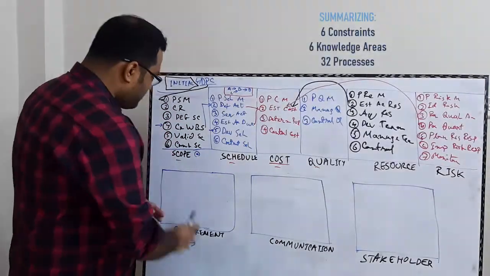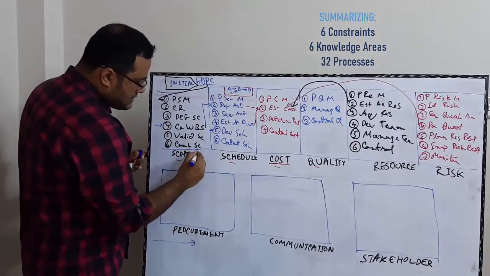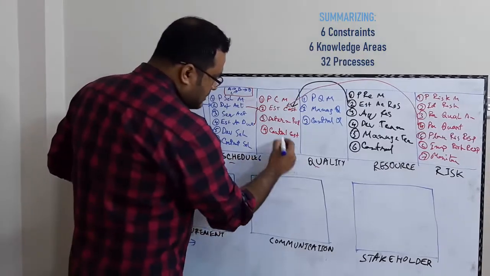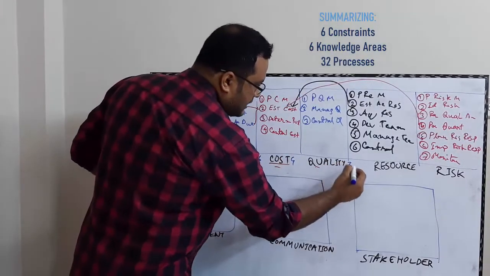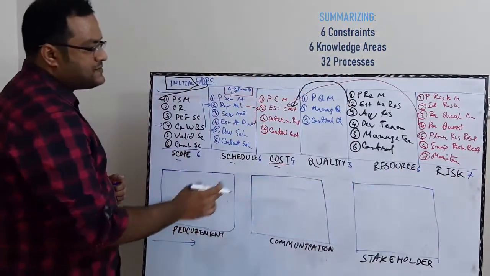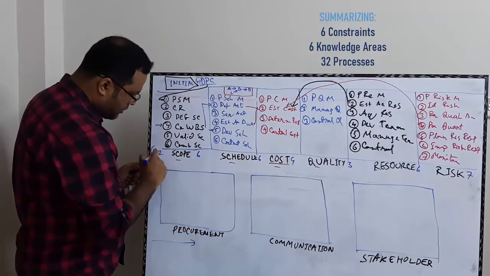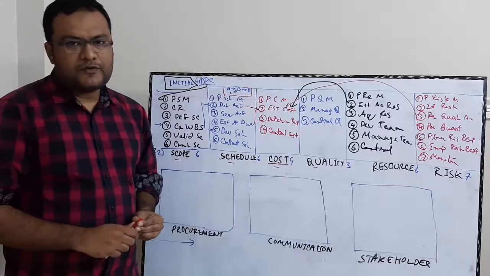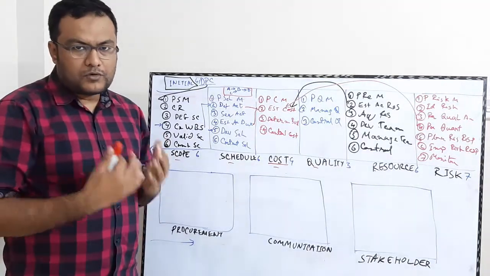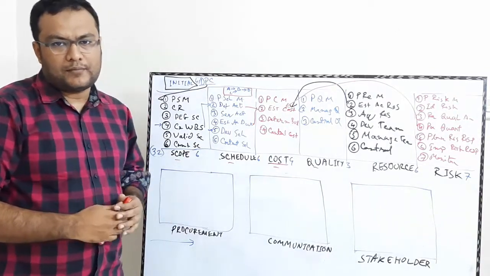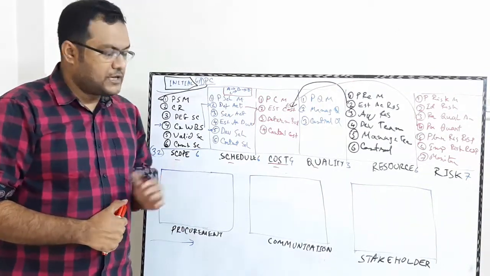So summarizing, we have reviewed 6 processes in scope management, 6 processes in schedule management, 4 in cost management, 3 in quality, 6 in resources, and 7 in risk. So that gives us 32 processes out of 49. So we have reviewed our 6 project constraints and their associated processes. Now let's move on to the rest 3, which are procurement, communication, and stakeholder.